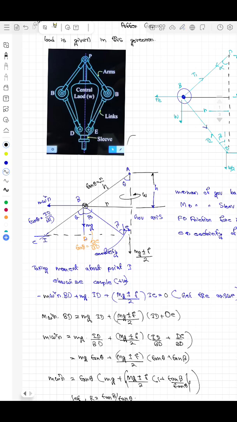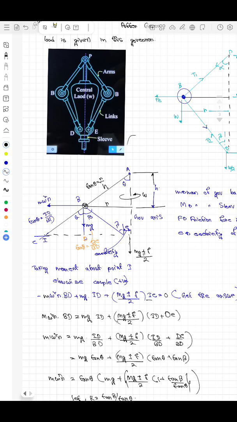Now all this you are seeing with the governors. Now taking the moment about I, we have m omega square r. About I, it is developing a clockwise couple. Taking clockwise as positive, anti-clockwise is negative. Then plus mg, which is clockwise, that is positive. Mg plus a by 2, that is the weight plus force, plus IC.